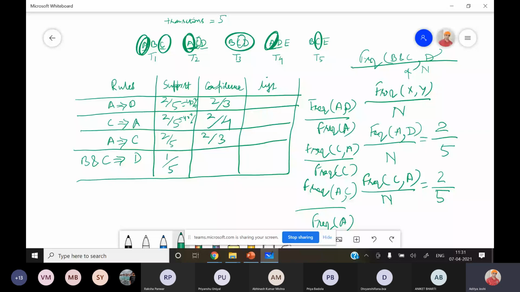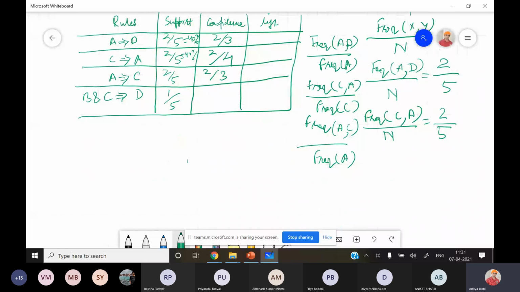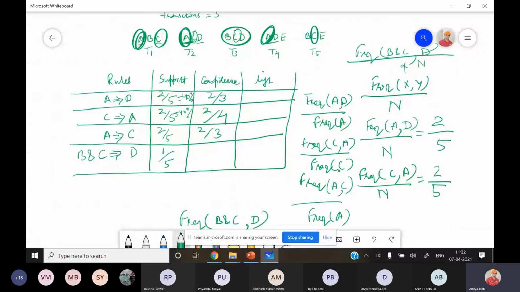Now calculate for B and C implies D. So frequency of B and C comma D divided by frequency of B and C, right? BCD appears in only one transaction, so 1 divided by frequency of B and C in combination. B and C appears in the first transaction, the third transaction, and the fifth transaction. So 1 by 3.